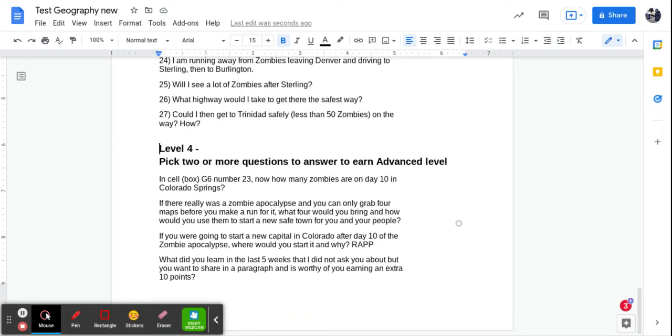Okay, level 4. You're going to pick 2 or more questions to answer. So if you only go with 2, you're hoping you get both of them correct. If you're going with more questions, you have a better chance of getting them correct.